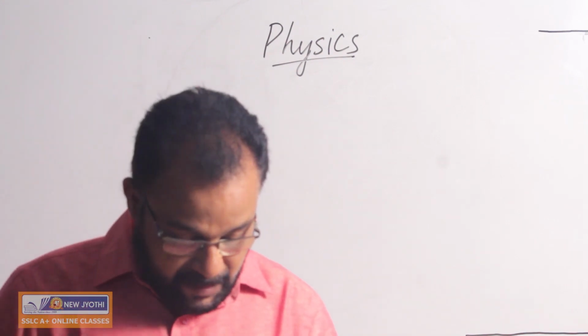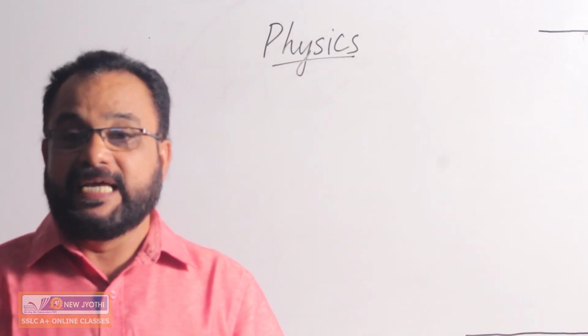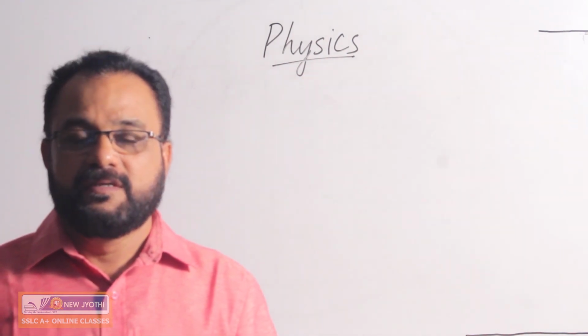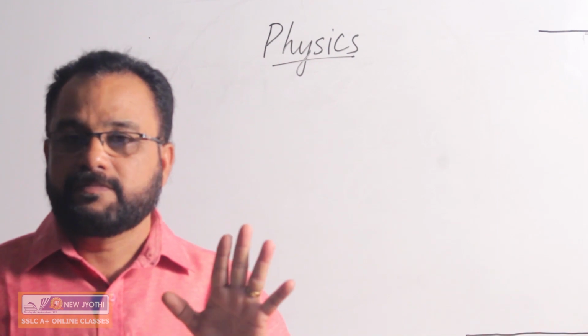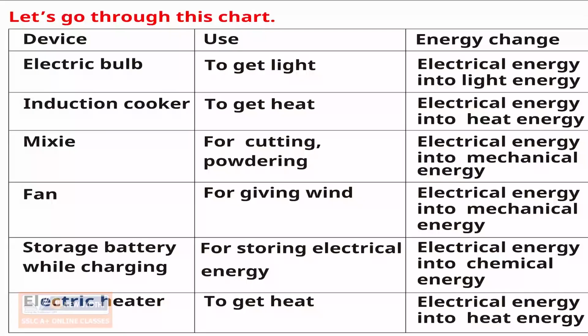Let us know more about electrical energy, especially about the effects of electric energy. First we are going to study about the heat energy. You can see the table. In that table, we are seeing an electric bulb. What is its use? To get light. What is the conversion there? Electrical energy is converted into light energy.